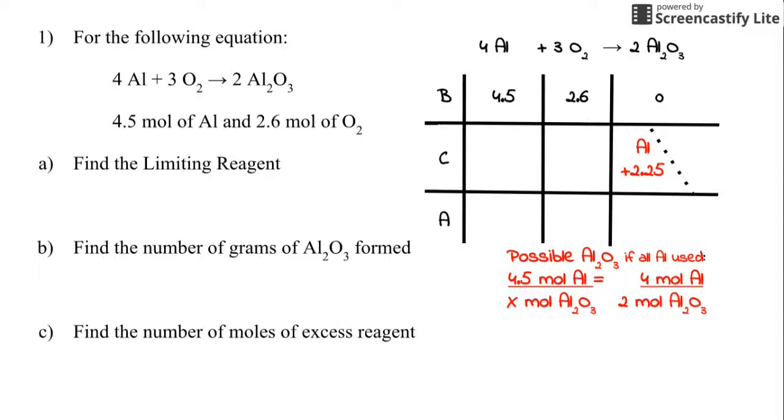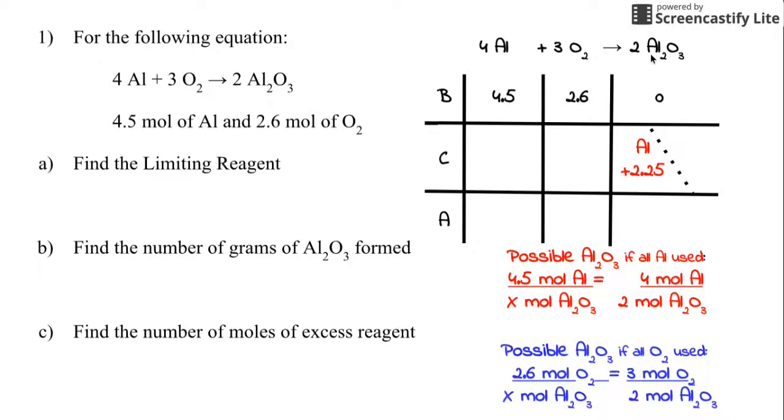If I use up all of the oxygen as my limiting reactant to make aluminum oxide, this one is a 3 to 2 ratio. I better do a proportion. All right, so now I've got my proportion: 2.6 moles of oxygen, and I want to know how many moles of aluminum oxide that is. Pull down my 3 and my 2 from my coefficients, cross multiply, divide, and I come up with 1.73 moles of aluminum oxide from oxygen.